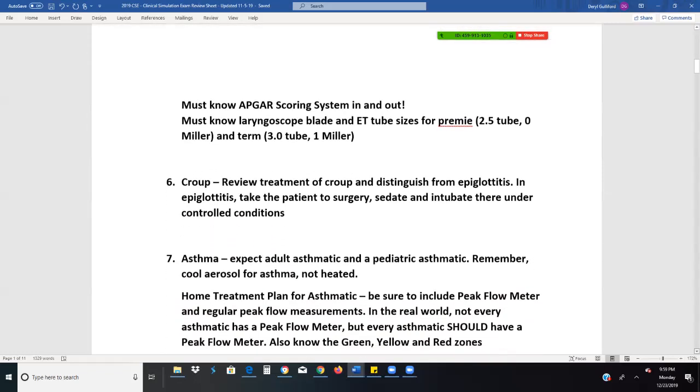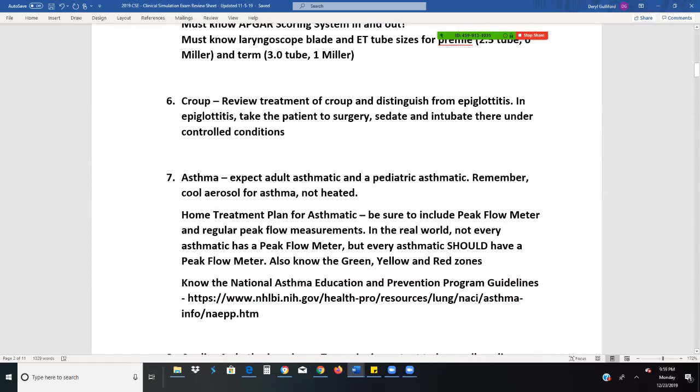Croup, review the treatment of croup. Definitely we're going to use racemic epinephrine. That's important to understand. And distinguishing it from epiglottitis. Let's talk about that a minute. Epiglottitis has a high fever. The kid comes in looking toxic and drooling, okay, and they cannot talk. The croup kid actually looks well. They sound terrible, but they look well and they don't have a high fever.